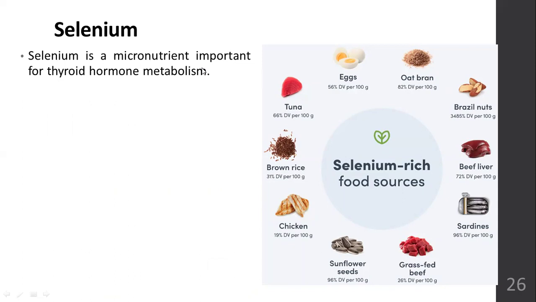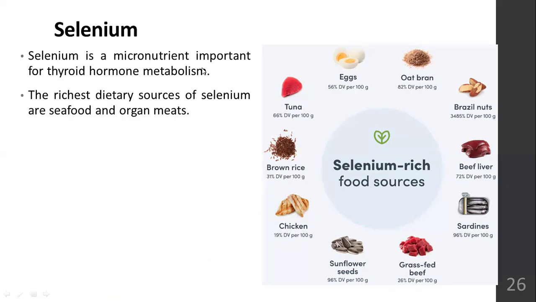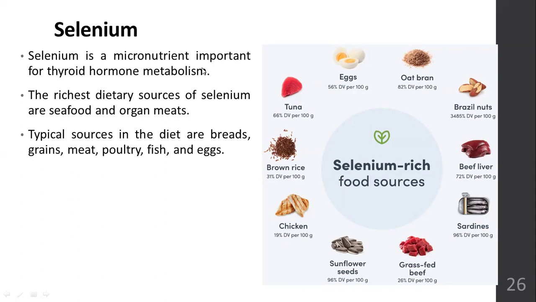Then selenium. Selenium is a micronutrient important for thyroid hormone metabolism. The richest dietary sources of selenium are seafood and organ meats. And typical sources of selenium in diet are bread, grains, meat, poultry, fish, and eggs. So the majority of non-vegetarian food are good sources of selenium. Brown rice, oat bran, Brazil nuts, sunflower seeds. These are a few sources in which selenium is a good source, not best, but good source.